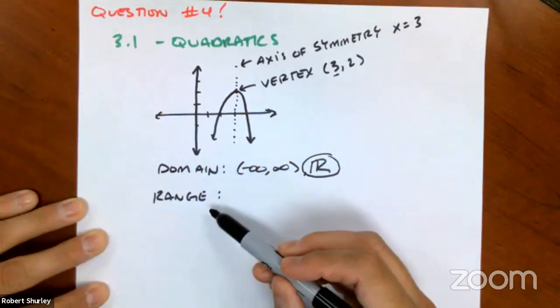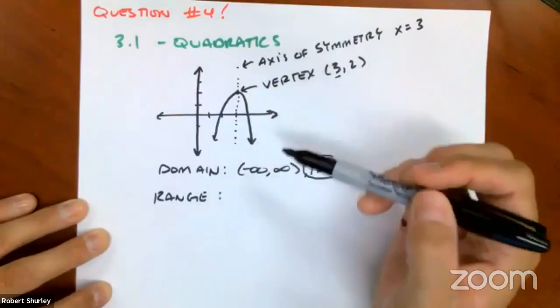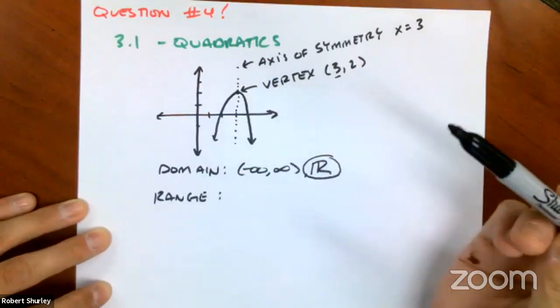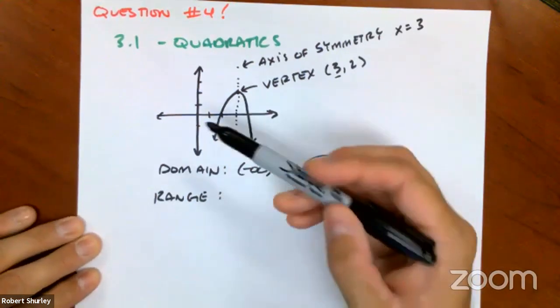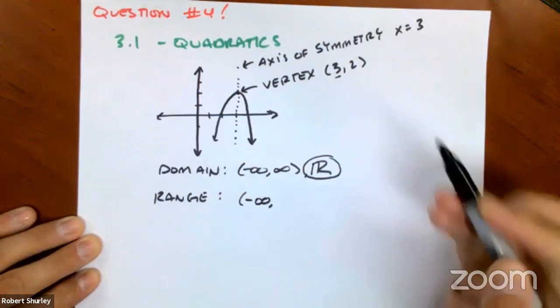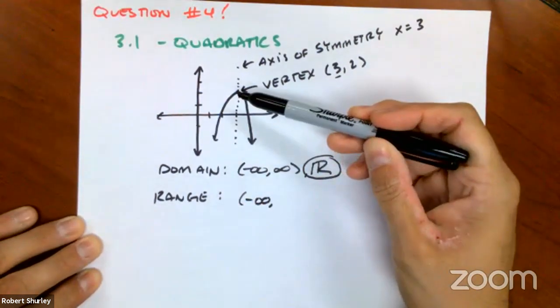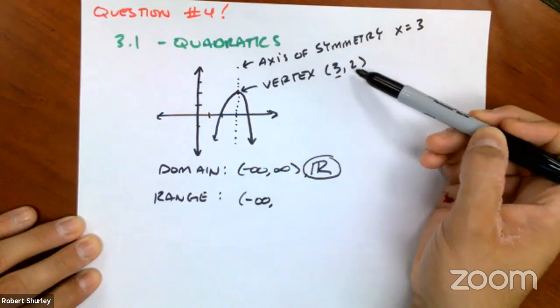Now, the range though on these is not all real numbers because it either goes up and then down or down and then up. It's gonna have to stop and go back the other way it came from. So if we look at range here, this goes down forever. So it does go to negative infinity, but it stops.